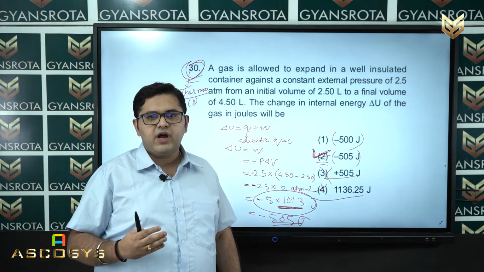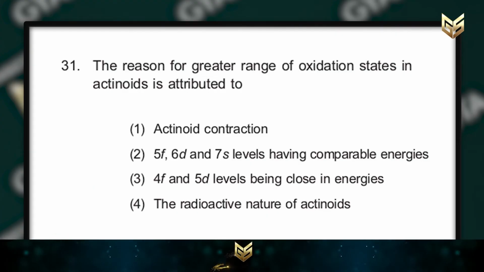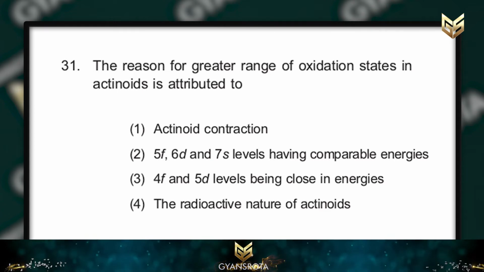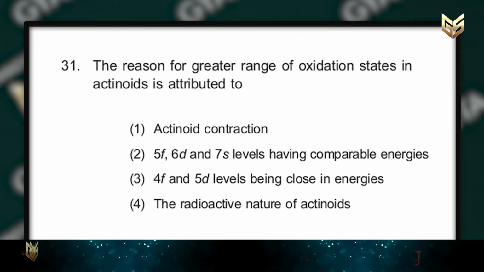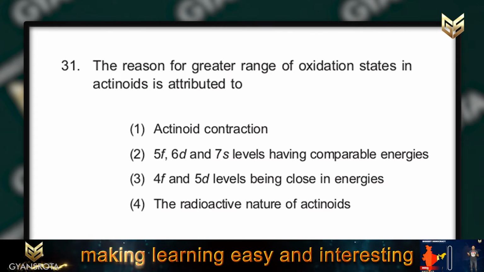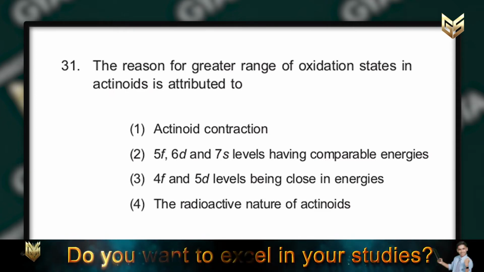Now we are moving to another question, question number 31, which is on your screen. The reason for greater range of oxidation state in the actinides is attributed to. This question comes from the d and f block elements of your class 12 NCERT. Now we see the solution.